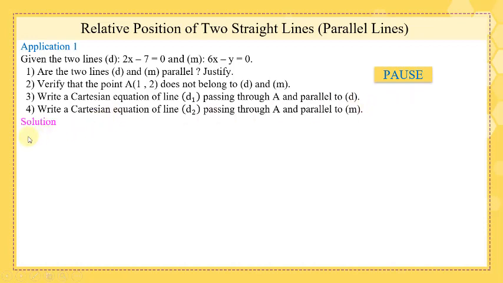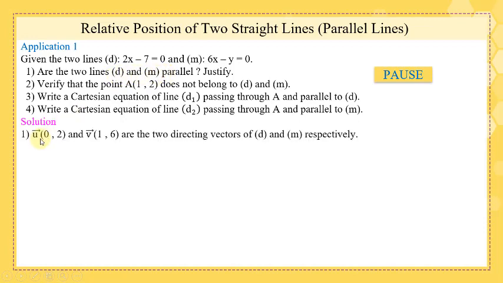Solution. As for part 1, to find if the two lines D and M are parallel, we find the directing vectors of the lines D and M and see if they are collinear vectors. Vector u(0, 2) and vector v(1, 6) are two directing vectors of the lines D and M respectively. 0 over 1 is not equal to 2 over 6. Then the directing vectors u and v of the two lines D and M are not collinear vectors, then the lines D and M are not parallel.